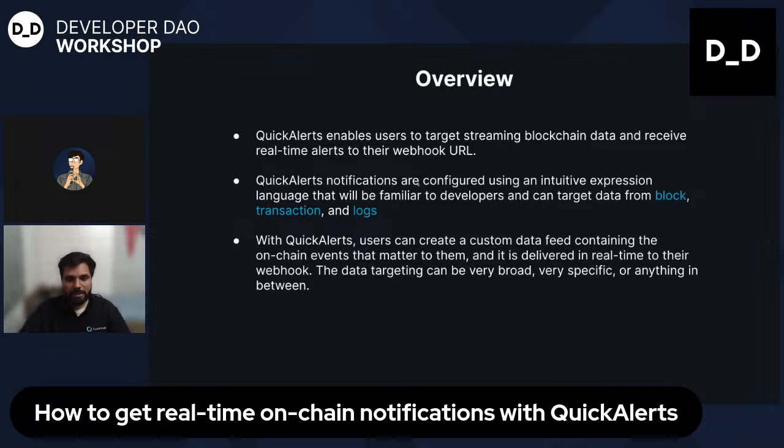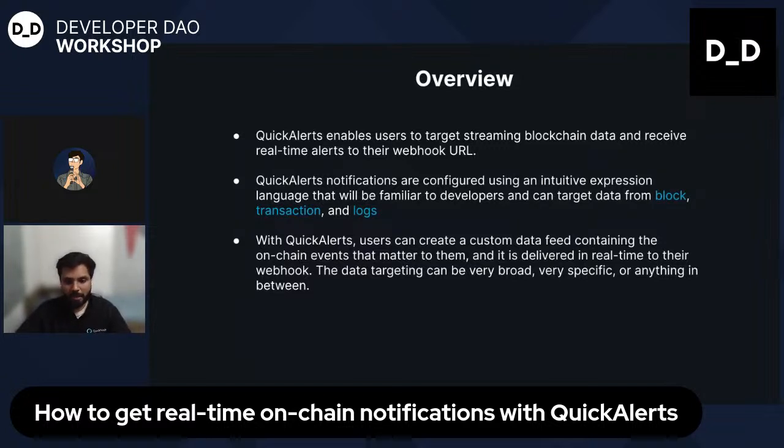So, Quick Alerts is nothing but a tool which enables a user to target streaming blockchain data and receive real-time alerts using a webhook URL. Quick Alerts can be configured using an expression language, which developers can get really familiar with. It's very simple. It has a set of variables using which you can target block, transaction, and logs data.